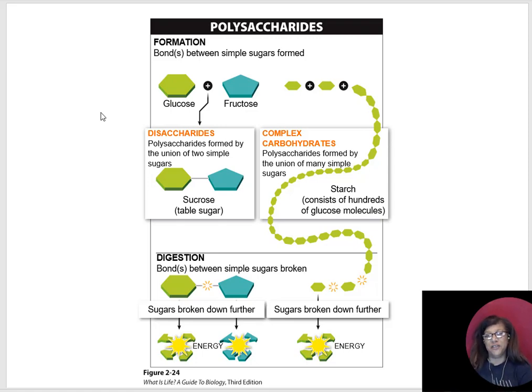When you take a look at those prefixes, it tells you exactly what it means, right? So a disaccharide is basically formed by the union of 2 simple sugars, 2 monosaccharides. And then complex carbohydrates are polysaccharides formed by the union of many simple sugars. So I chained a bunch of monosaccharides together, I make a polysaccharide, and we call that a complex carbohydrate. And when we talk about starch, this is just hundreds of glucose molecules as well.